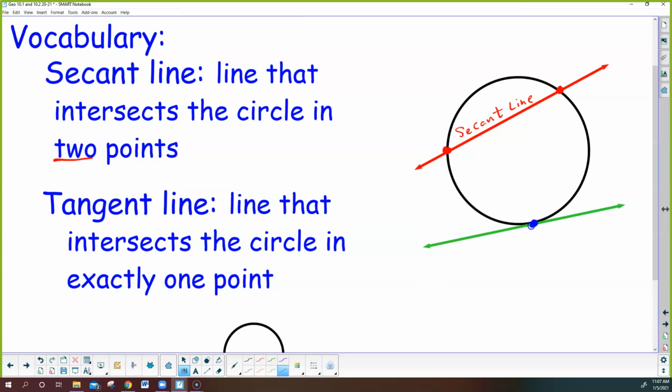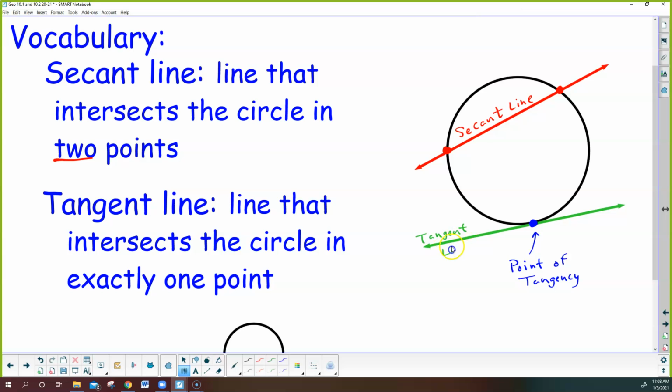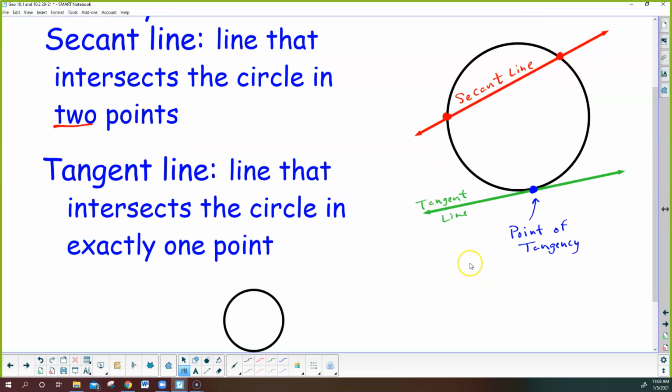And there's something special about the point at which it intersects. So this blue point where the tangent line hits the circle is called the point of tangency. And the line itself is called the tangent line. And we're going to explore some properties on what is true when a tangent line intersects a circle and how does that relate to some theorems that we're going to be learning.